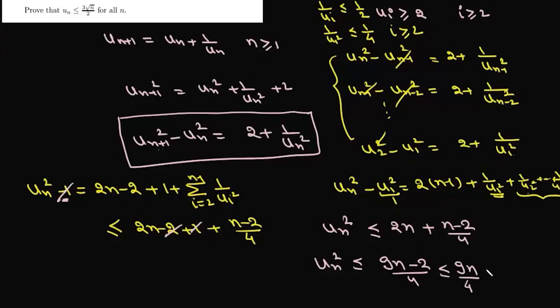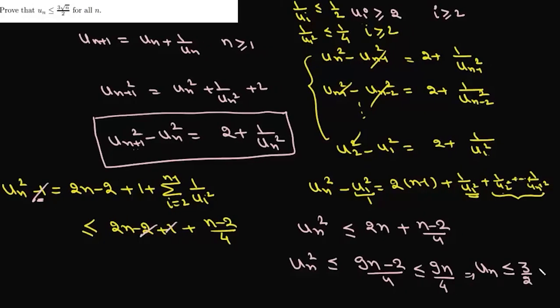If we take square root both sides, we can write this un will be less than 3 by 2 under root n, and which is what we need to prove in this question.